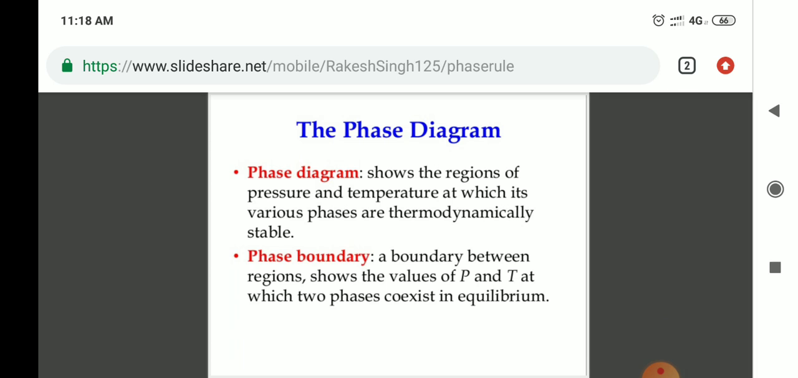Firstly, my subject is physical chemistry and chapter number 4 is phase rule. Firstly, some definitions of the phase rule: system, phase and component are the most important definitions. First of all, the phase diagram.